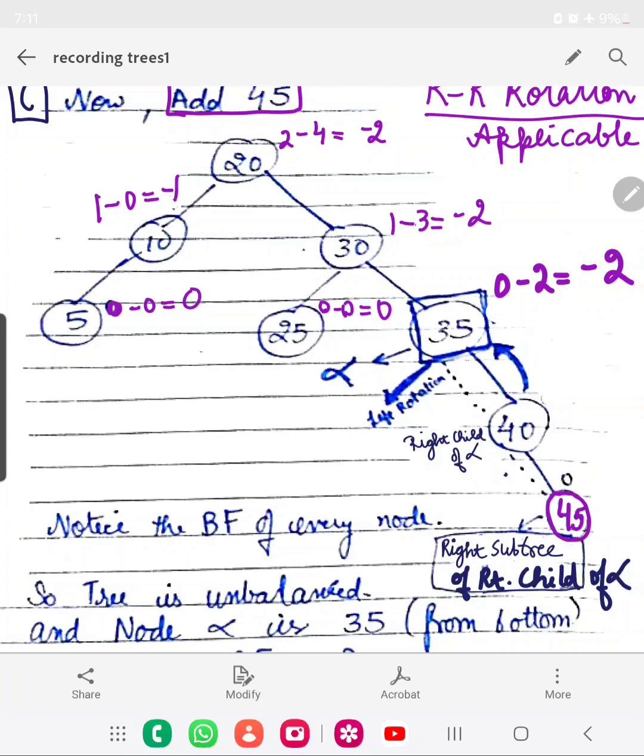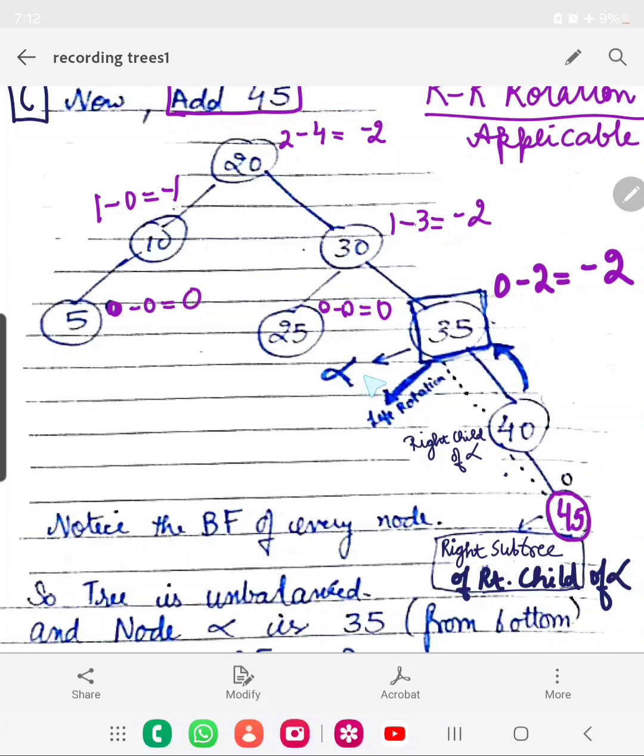But the thing is that we have to find out which node got imbalanced while coming from bottom to up. So the first node that got imbalanced was 35. So 35 is considered as the node alpha. Not 30, not 20. 35 is the first node which got imbalanced from bottom to up. So this is considered as alpha.